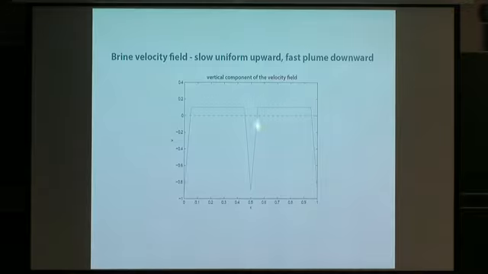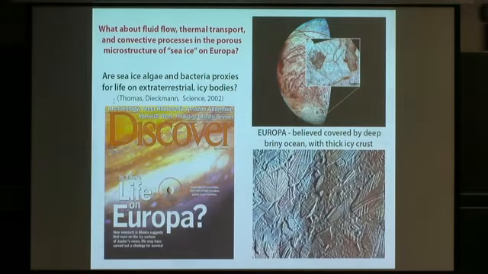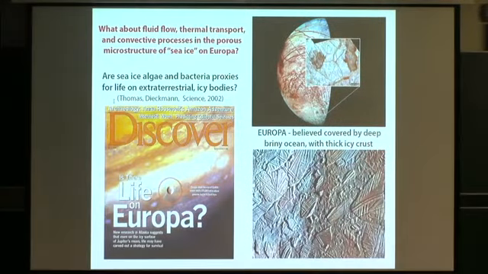This is the brine velocity field that we use, slowly upward and then these plumes downward. Anyway, this is a typical convection pattern. Okay, and then I think that's the last slide I have in this little section, and then I'm just going to get to the last little section on melt ponds.